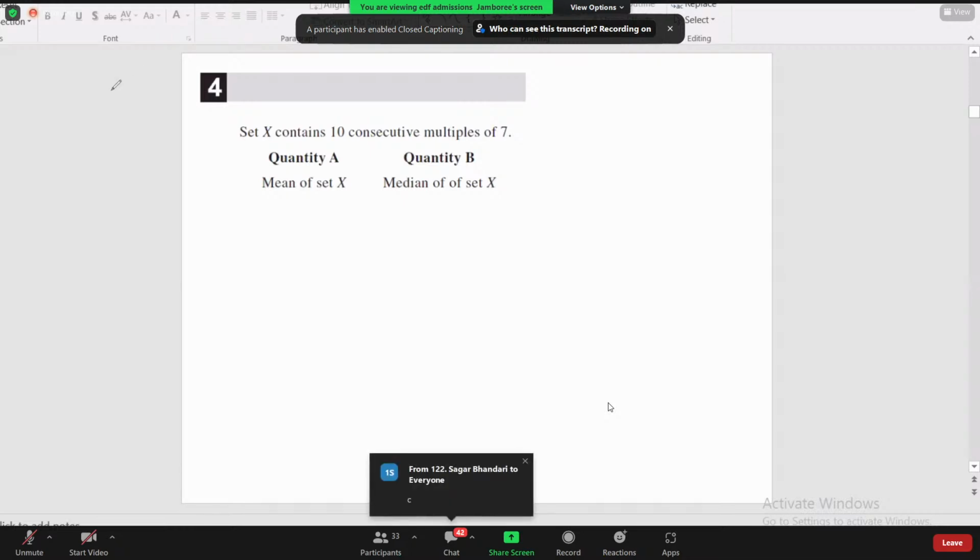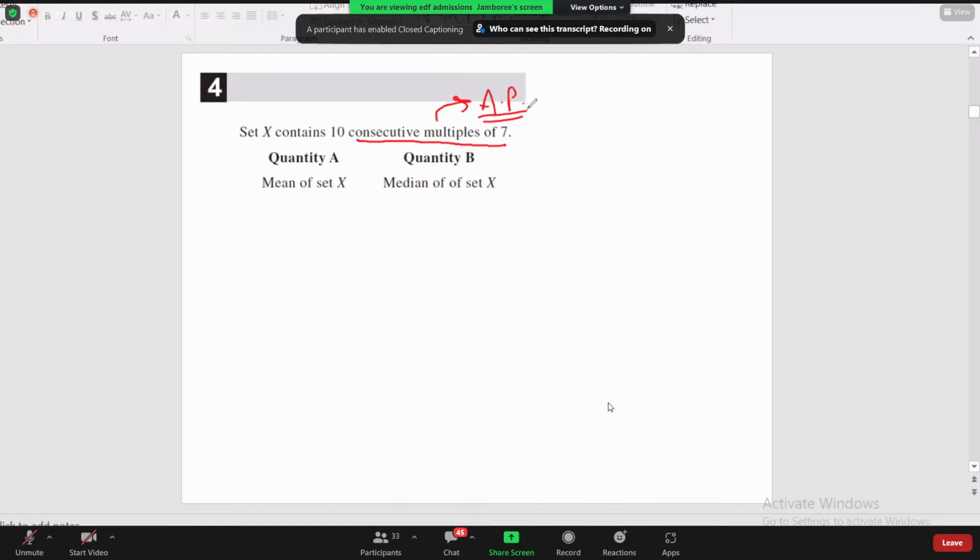Do you guys still have any doubt on the concept? What's the answer to this question? Exactly, C. You'd simply say set X contains 10 consecutive multiples of 7. So consecutive multiples of 7 relates to the idea that the series will be an AP. If the series is an AP, the value of the mean will be equal to the value of the median. So both of them are equal. So the answer to the question will become C.